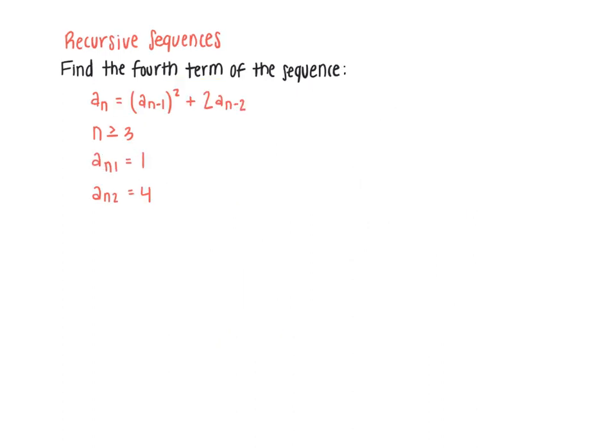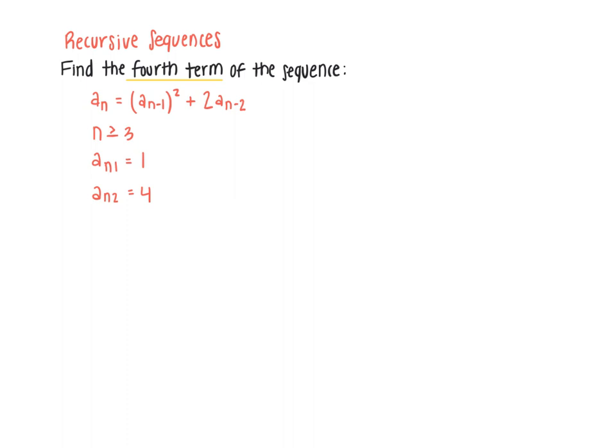Now let's do one more problem on recursive sequences. Here it's asking me to find the fourth term. They gave me my relationship, which is a to the n minus 1 squared plus 2 times a to the n minus 2. And we have our first term in the sequence, and we also have our second term in the sequence. So let's go ahead and carry out the math for this problem.